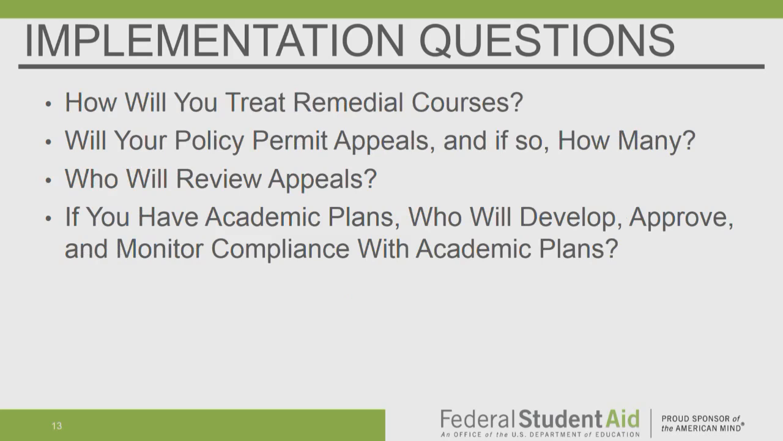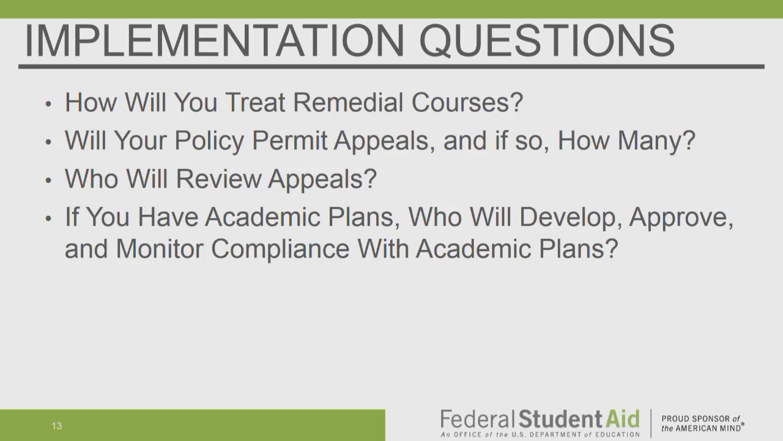Again, we mentioned, are you going to talk about allowing appeals, and if so, how many? The student may have to go through more than one, especially if their academic plan went for a couple semesters, then they got off probation and they fell back into it. Who's going to review the appeals?